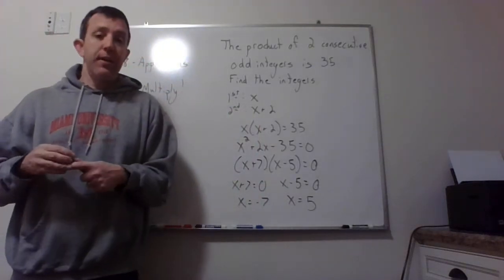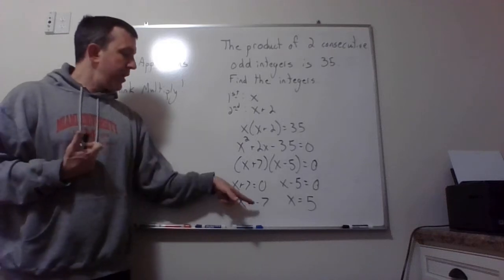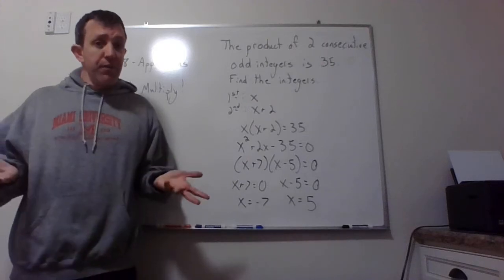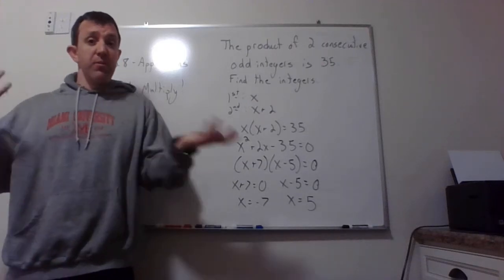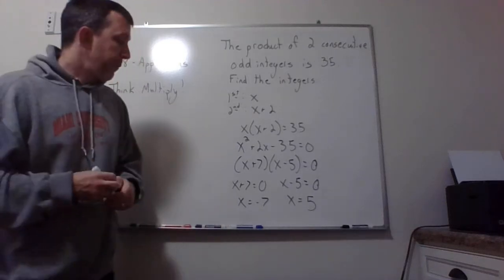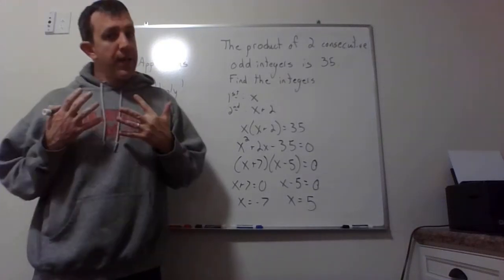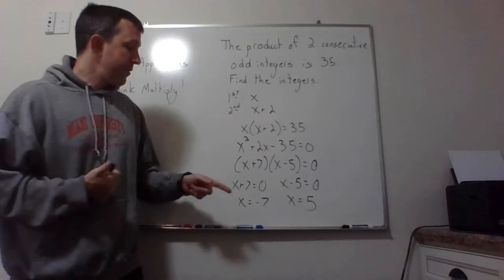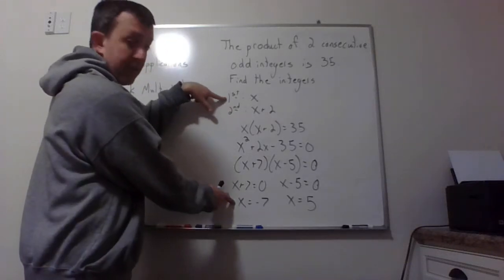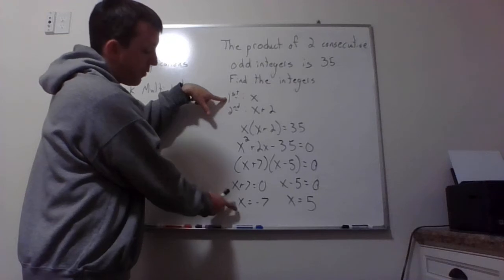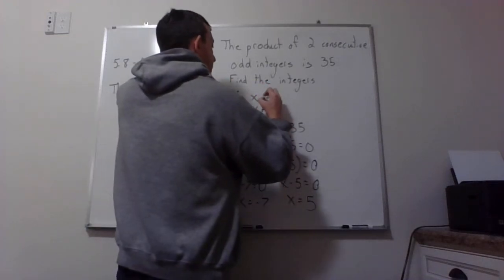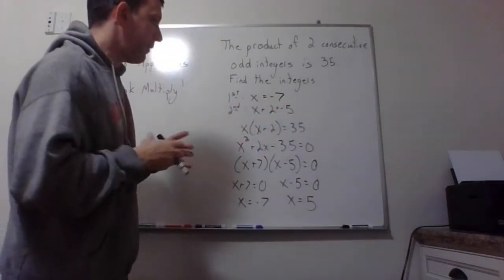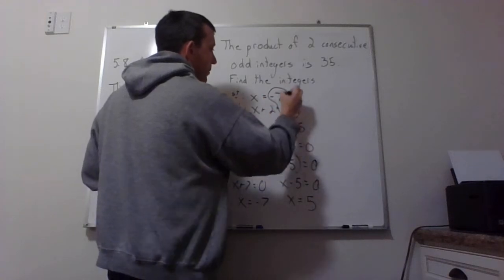Now, the more observant among you would notice at this point that negative 7 and positive 5 are not consecutive odd integers. They're not in a row, right? One's on one side of 0, one's on the other side of 0. They are not in a row. Well, here's the thing. This is going to happen a lot when we do story problems like this. We're actually going to get 2 possible answers here. Remember, our x is just our first number. So if x is negative 7, then x plus 2 would be negative 5. Negative 7 plus 2 is negative 5. And there is one solution.